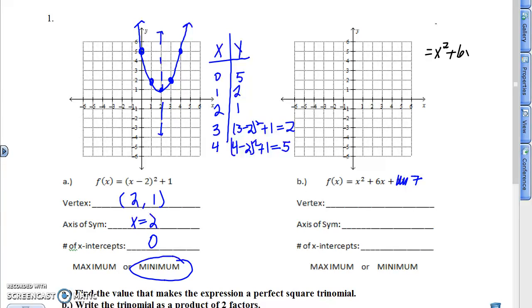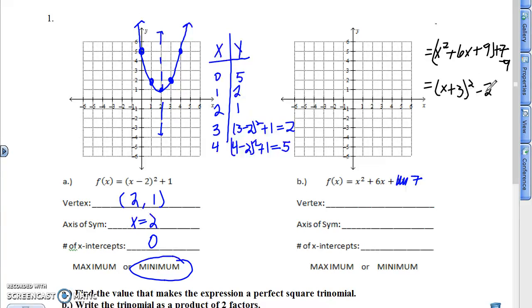x squared plus 6x, still have my plus 7. Again, half of 6 is 3. 3 squared is 9, so to make that a perfect square, that would have to be plus 9. If I add 9 within here, I have to subtract it on the outside. So writing this as a perfect square, again, half of 6 is 3, so this is x plus 3 squared, and 7 minus 9 is a minus 2.